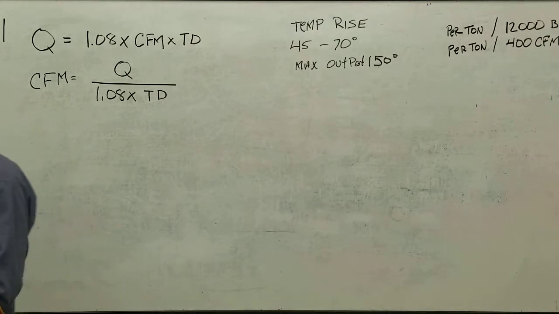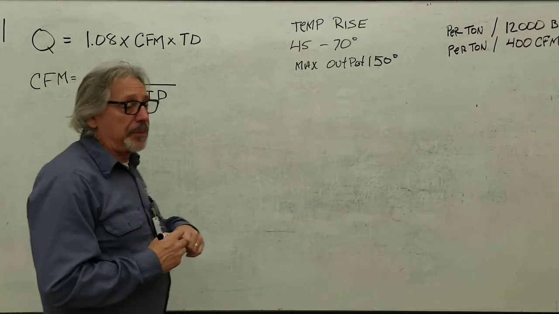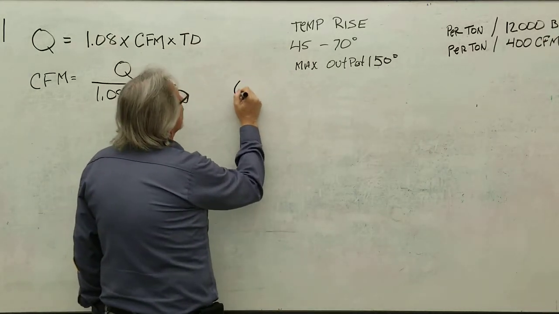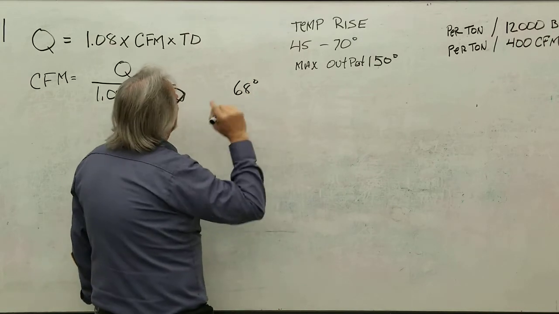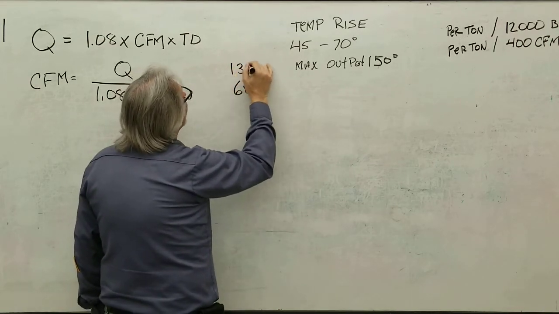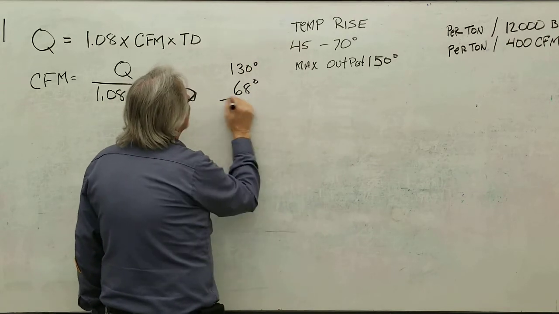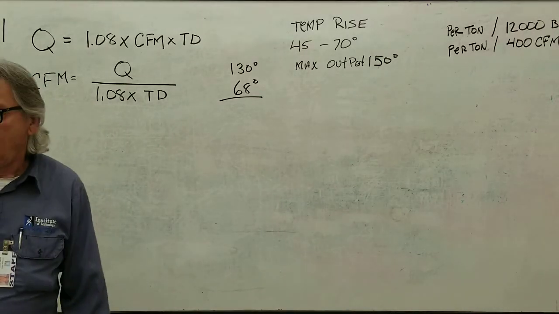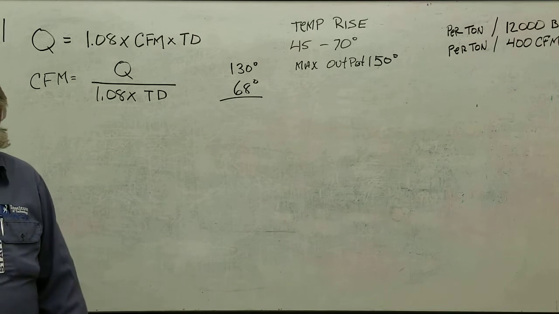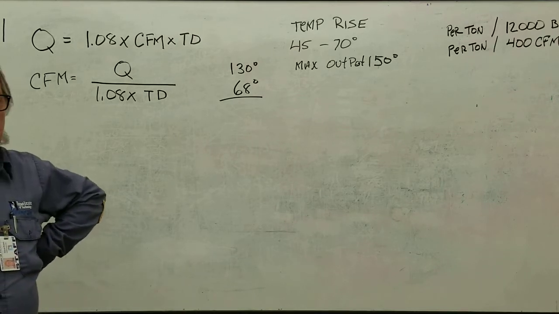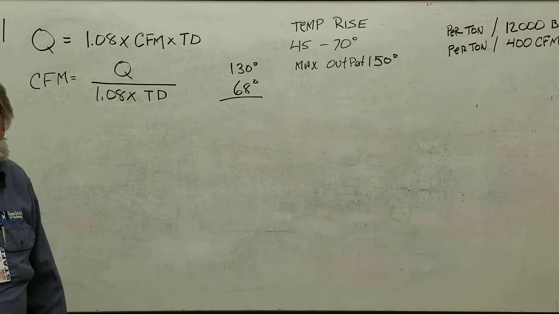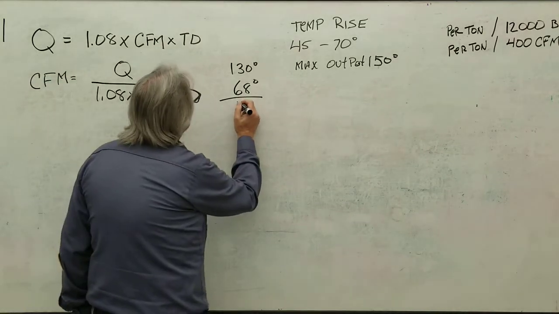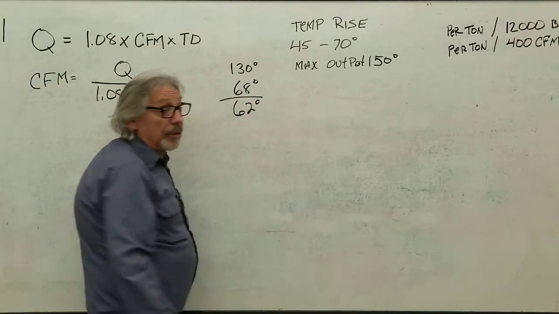We're going to check the furnace at the output, the supply air, and the return air. Say we got 68 degrees return air, and our supply air is 130, let's say. What's our temperature difference on that? Sixty-two. My bad, 62, you say, right?